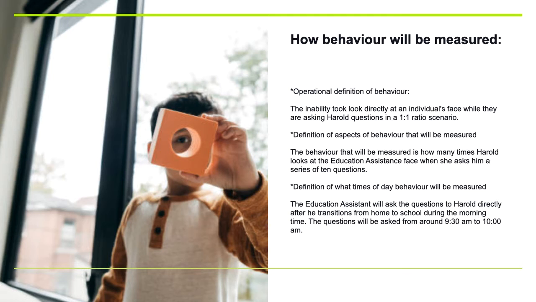Definition of aspects of behavior that will be measured. Example: the behavior that will be measured is how many times Harold looks at the education assistant's face when she asks him a series of 10 questions.